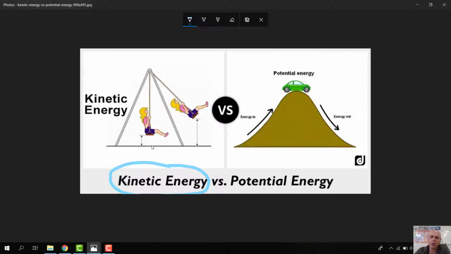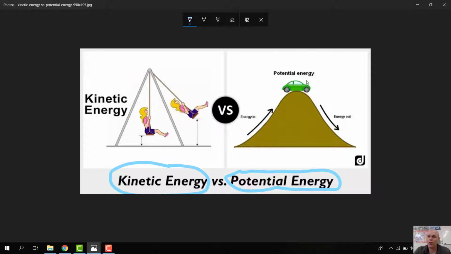So as you're in motion, that's kinetic energy being used. And you can see this person on the swing is actively swinging, so that's actively using kinetic energy. The opposite of that is potential energy, which is really what we're focusing on. With potential energy, it's stored.